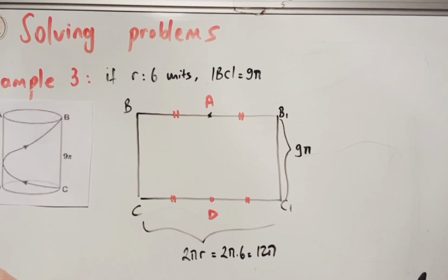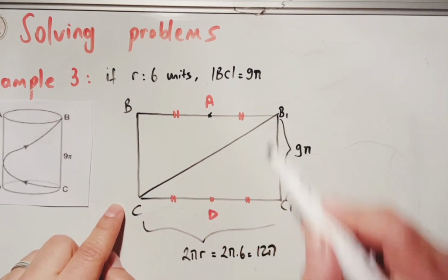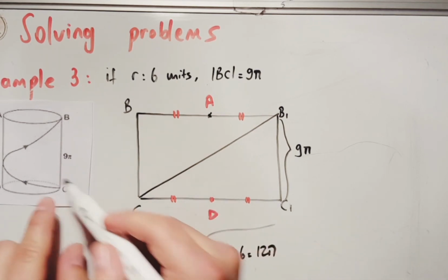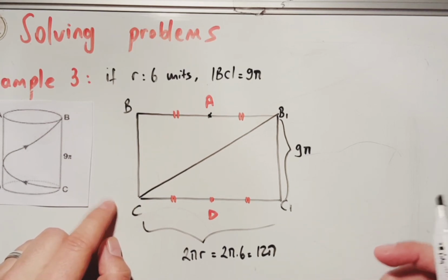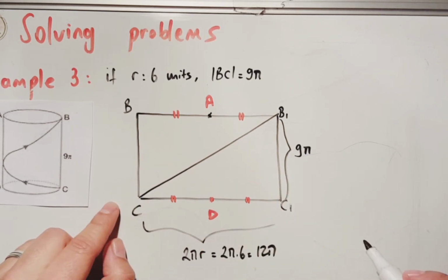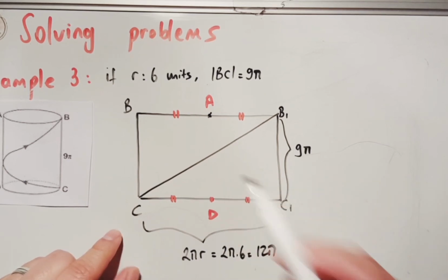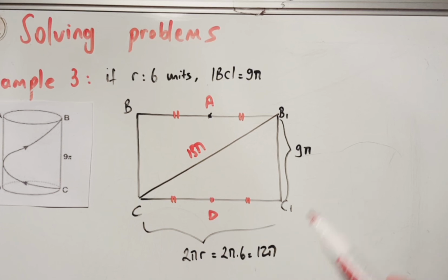To find the length of the rope from C to B, we have to find the length of CB1. To find the length of CB1, we have to use, of course, the Pythagorean Theorem. According to the Pythagorean Theorem, we can find the hypotenuse in terms of pi. It's 12 pi and 9 pi, so it's going to be 15 pi.